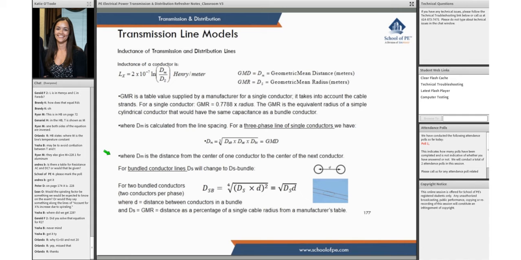For bundle conductors, we change the D_s to a D_s bundle. So for two bundle conductors per phase, where d equals the distance between conductors in a bundle, and the D_s equals the GMR from the manufacturer's table for a single cable, you have your D_sb equal to the fourth root of D_s times d all squared, which will equal the square root of D_s times d.